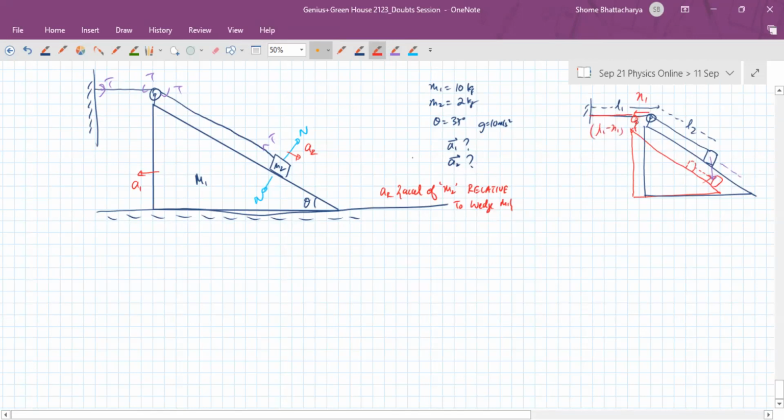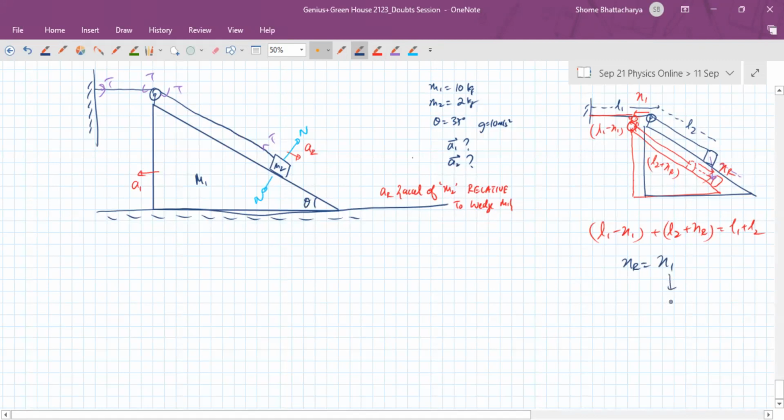And this block has moved like this. Let's say it has moved by some relative displacement xr. So this thread length has become L2 plus xr. So L1 minus x1 plus L2 plus xr should be equal to L1 plus L2. Is that clear? So that tells me that the relative displacement of the block in the wedge's frame should be the same as the horizontal displacement of the wedge in the ground frame.